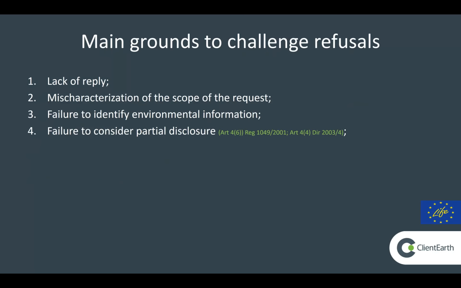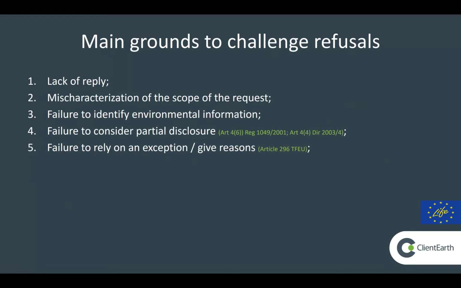Fourthly, there may be a failure to consider whether it's possible to partially disclose a part of a document, part of the information that you've requested. So what we see quite frequently is that we request certain information and we receive a reply saying this 500 pages report is in its entirety covered by this exception. But that's very unlikely to be the case. There's often some information that will not be covered by that. And it's therefore very important to insist on this, that partial redactions are being undertaken by the authority. This is a clear legal obligation on both EU level and on national level. So that's again an important basis to challenge a refusal.